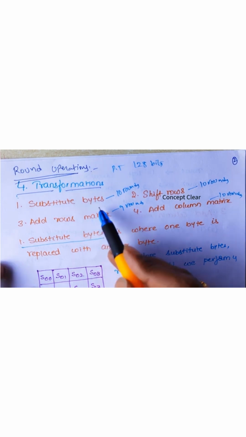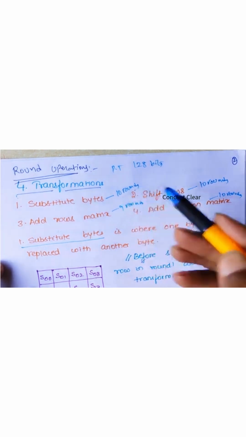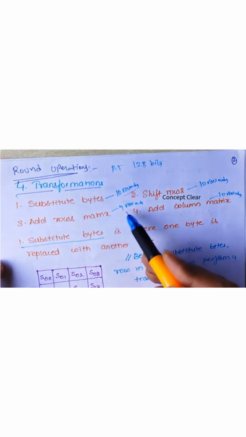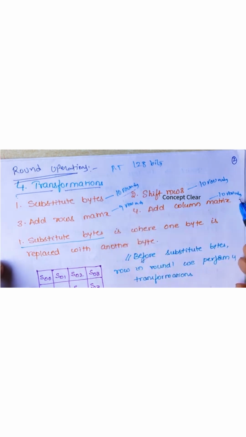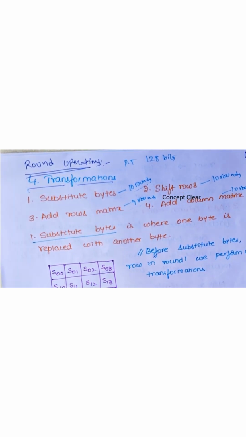If you take a 128-bit plain text and key size, we perform 10 rounds. The first operation performs 10 rounds, the second also 10 rounds, the third only 9 rounds, and the last also 10 rounds. It means the first, second, and fourth operations are performed in each and every round, and in the last round, the third one will not be performed.